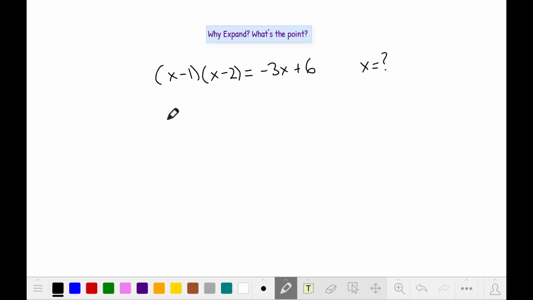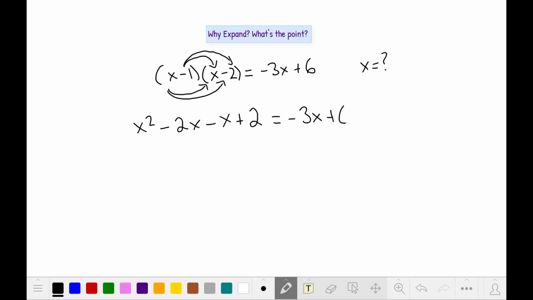So I'll show you what I mean. We're going to go through the quick little exercise, but a little bit faster this time because I've shown you guys a couple of times now how to do it. So we've got x and x, well that's going to be x squared, x and minus 2, that's going to be minus 2x, minus 1 now has to say hello to everyone, so we're going to have a minus x, and then finally minus 1 says hello to minus 2, negative number times a negative number equals a positive number. And that's still going to equal minus 3x plus 6, because we haven't done anything to the right-hand side.